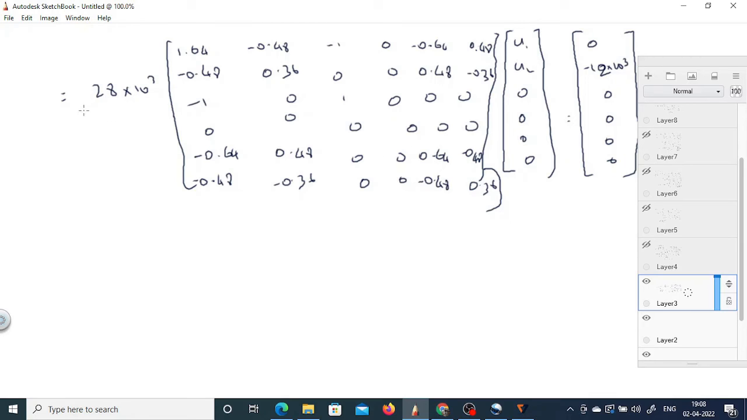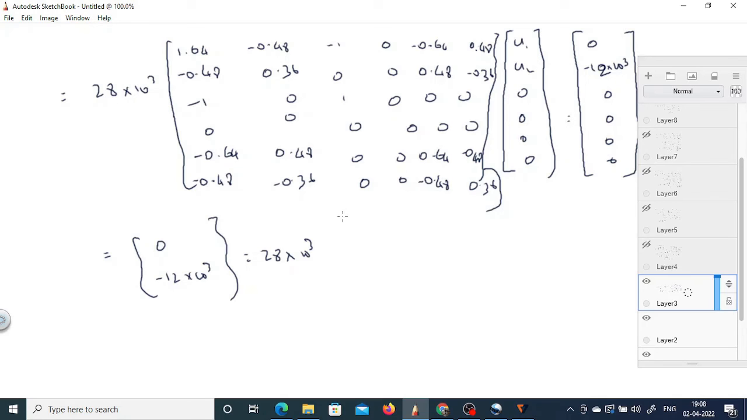So I can rewrite the total terms. Here you see, according to the force matrix, there is force 1, force 2 only available. The other forces 3, 4, 5, 6 are 0, and the displacements 3, 4, 5, 6 are also 0, so that I can neglect other terms from the equation. So I can write force 0 minus 12 into 10 cube. So we can easily write, which is equal to 28 into 10 cube.